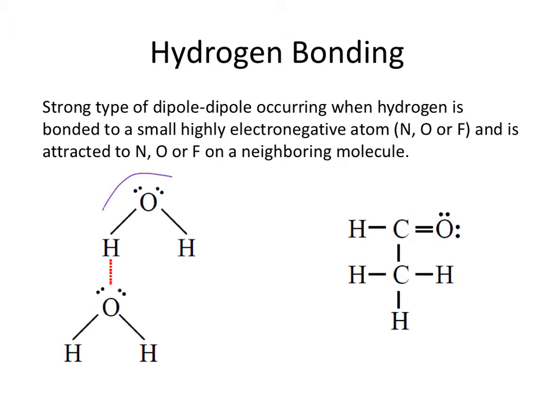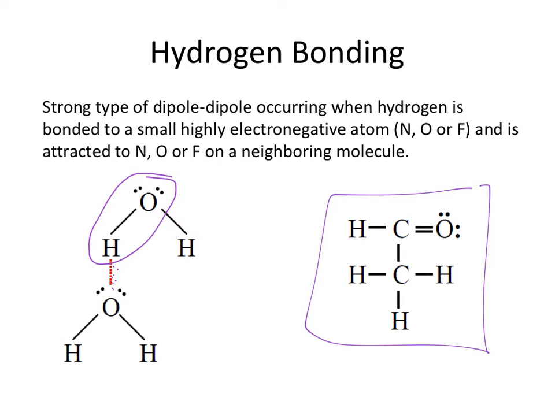So here we've got hydrogen bonded to oxygen in one molecule and attracted to the oxygen in another. So for example, water. This molecule on the right would not have hydrogen bonding because there is no hydrogen bonded to oxygen or nitrogen or fluorine.